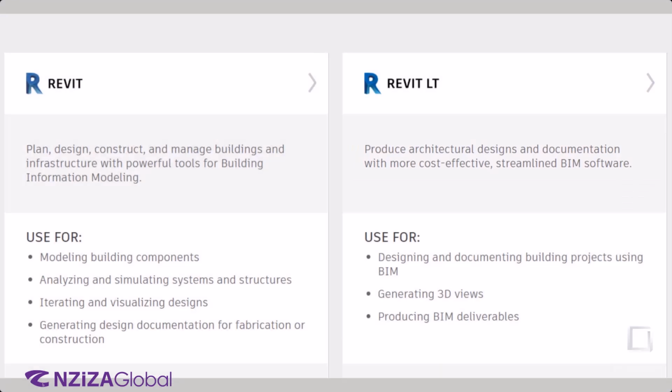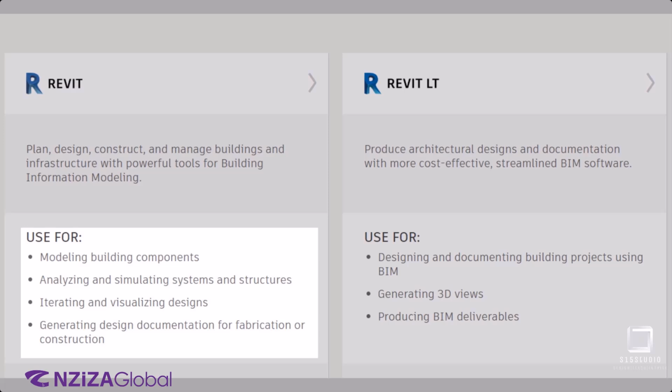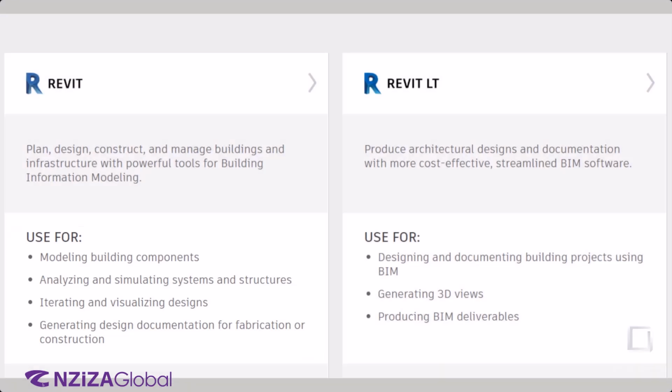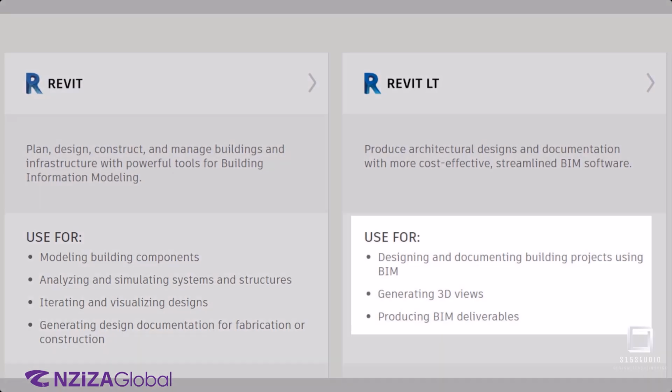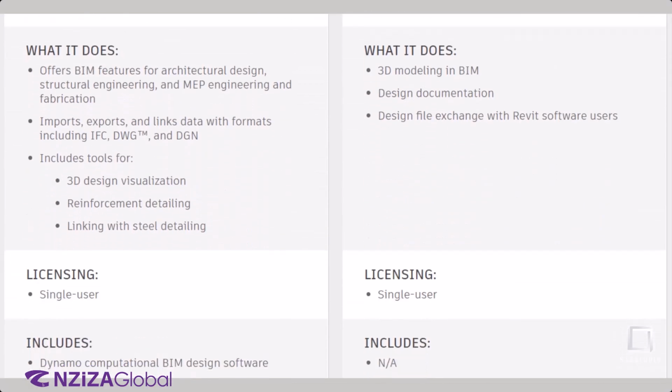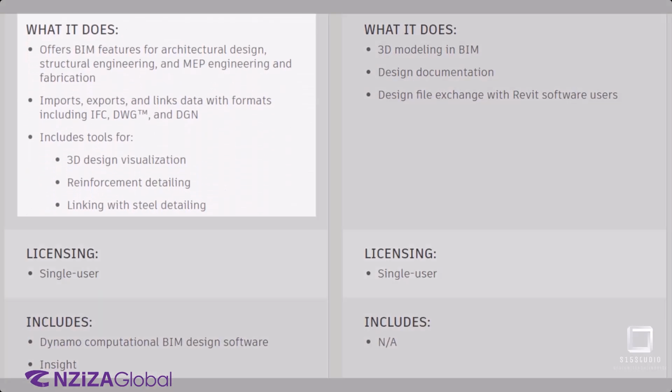The uses for Revit would be modeling building components, analyzing and simulating systems and structures, iterating and visualizing designs, generating design documentation for fabrication or construction. While Revit LT, designing and documenting building projects using BIM, generating 3D views, or producing BIM deliverables. What Revit does, offers BIM features for architectural design, structural engineering, and MEP engineering and fabrication.